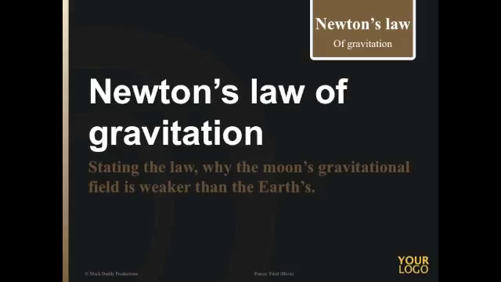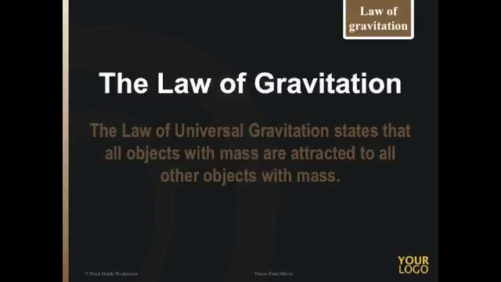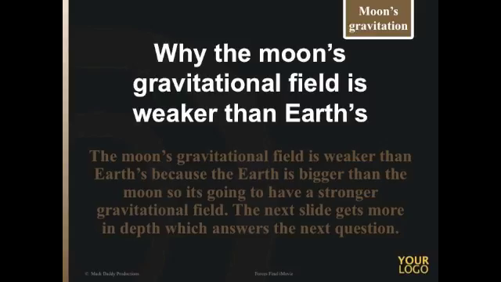Newton's law of gravitation. We're going to be stating the law and why the moon's gravitational field is weaker than the Earth's. The law of universal gravitation states that all objects with mass are attracted to all other objects with mass. So I'd be attracted to a pillow pet, or I'd be attracted to a sock, and I have gravity. The moon's gravitational field is weaker than the Earth's because Earth is bigger than the moon, so it's going to have a stronger gravitational field. The next slide gets in more depth, which answers the next question.